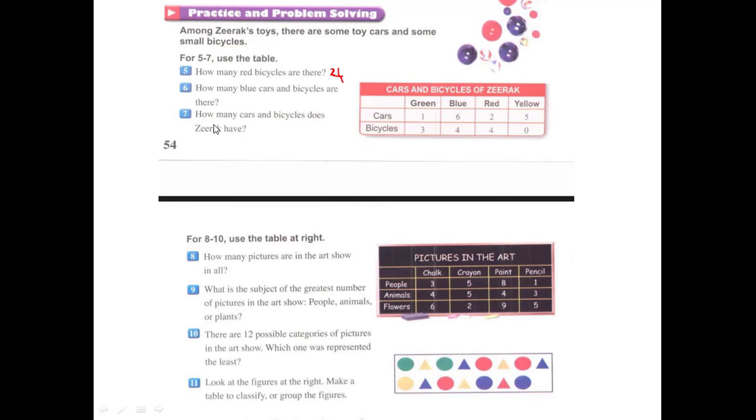Now, how many blue cars and bicycles are there? Blue cars and bicycles. Okay, 6 plus 4 is equal to what? It is equal to 10. How many cars and bicycles does Xerox have? How many cars and bicycles in all? If you count it, it is equal to 25. Okay.